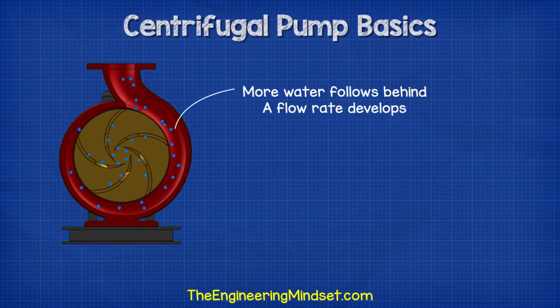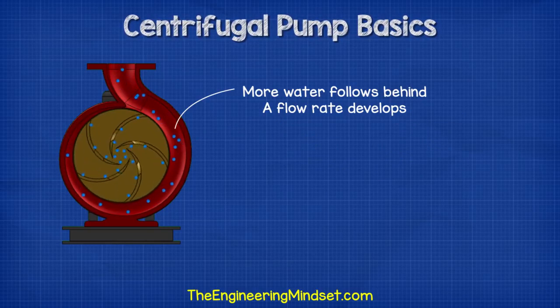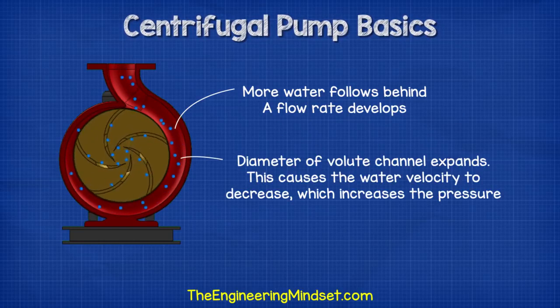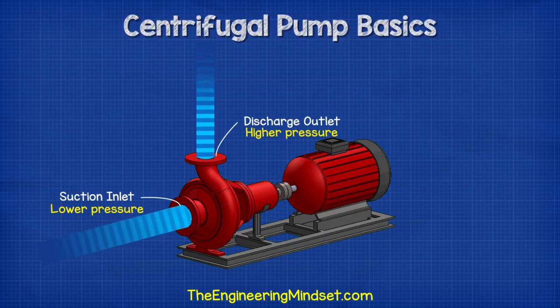The volute channel has an expanding diameter as it spirals around the circumference of the pump casing. As it expands, the velocity of the water will decrease, resulting in pressure increasing. This expanding channel therefore allows more water to keep joining and converting into pressure. So the discharge outlet is therefore at a higher pressure than the suction inlet.